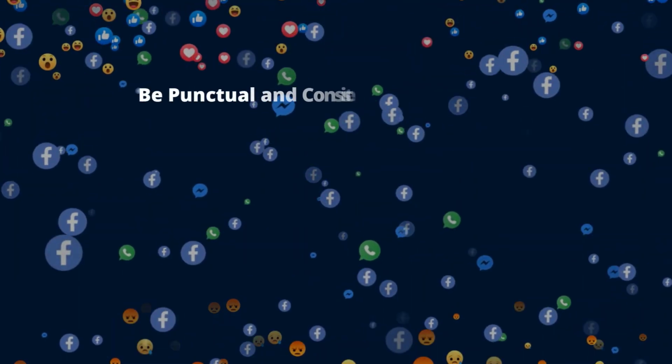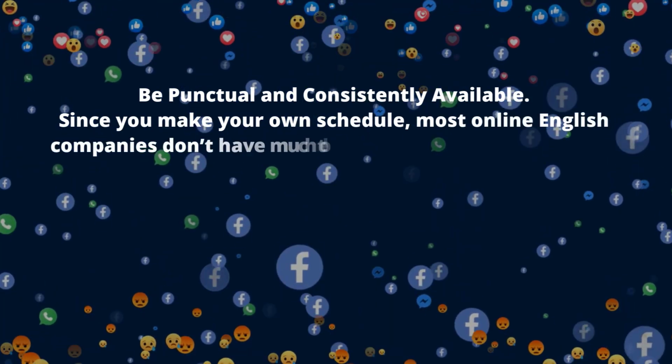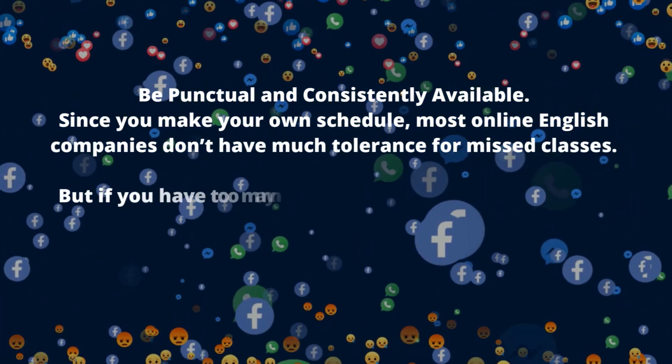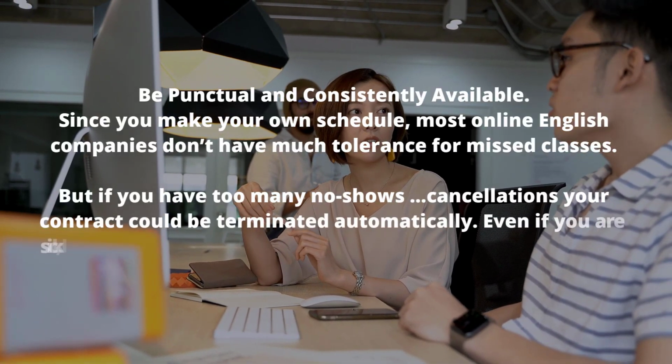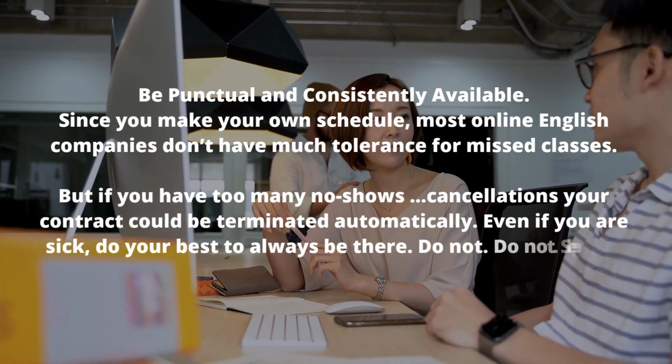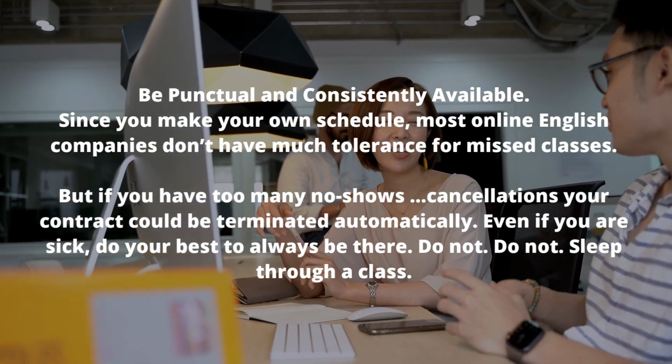Be punctual and consistently available. Since you make your own schedule, most online English companies don't have much tolerance for missed classes. But if you have too many no-shows or cancellations, your contract could be terminated automatically. If you are sick, do your best to always be there. Do not sleep through a class.